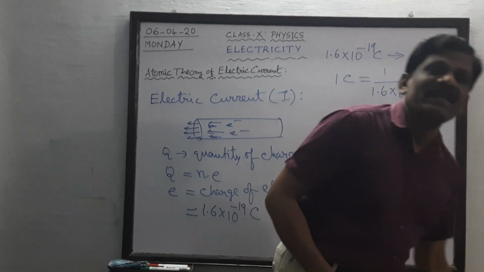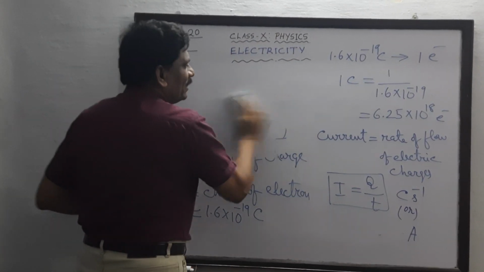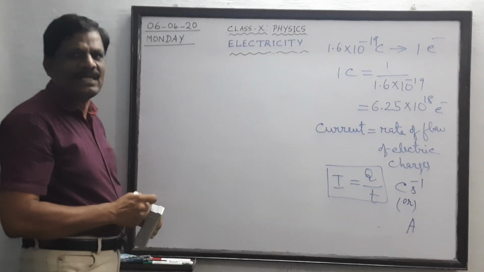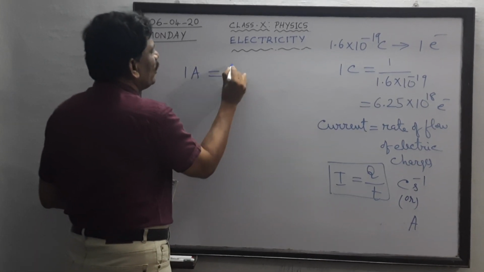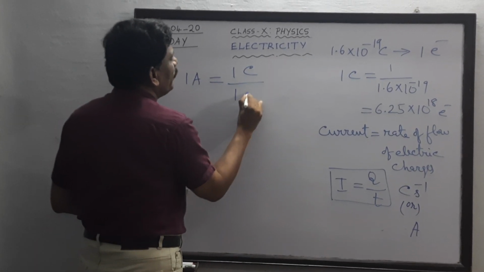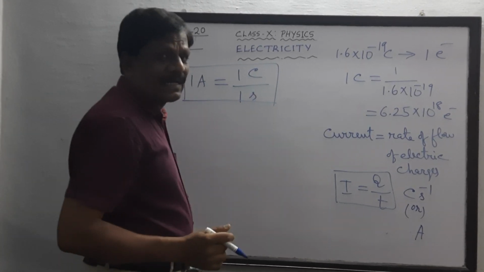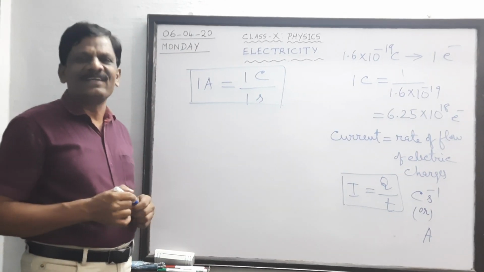Suppose Q is equal to 1 coulomb and the time taken is equal to 1 second, how will you find the electric current? 1 coulomb divided by 1 second. So 1 ampere is equal to what? 1 coulomb divided by 1 second. So when is the current said to be 1 ampere? How will you define 1 ampere of current?